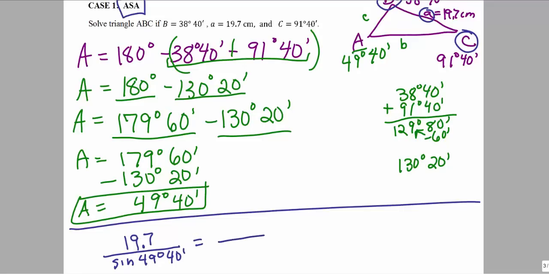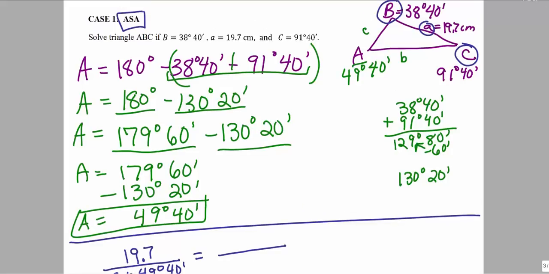equals. Now this one contained one unknown and one known. And we said it doesn't matter if we solve for B or C first. Since it doesn't matter, let's go ahead and solve for side C first, since that's something we don't know. And we're going to divide that by the sine of that angle C, which would be sine of 91 degrees and 40 minutes.